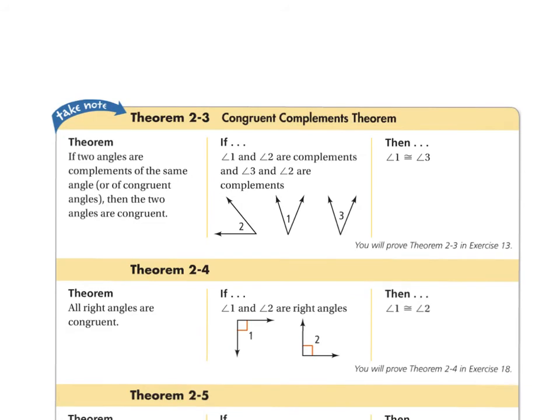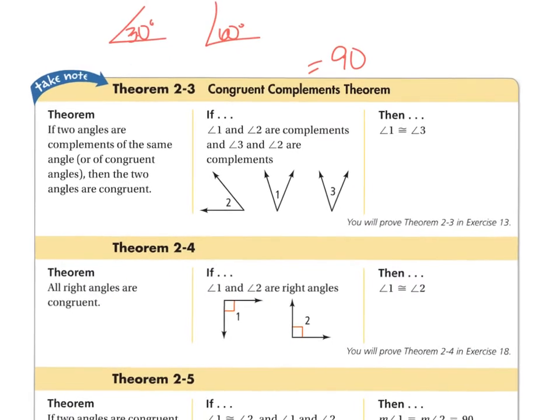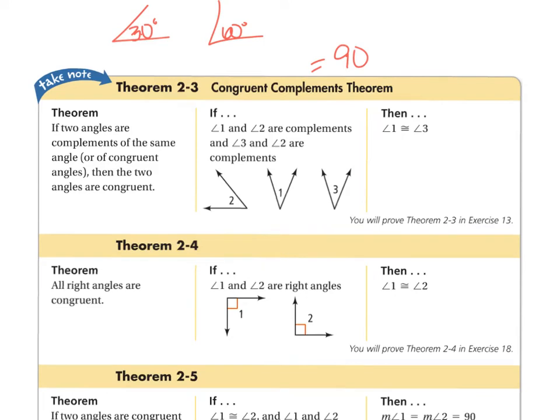Okay, this next one is the congruent complements theorem. This is very similar to the last one. Remember, complement means like complementary, so they're going to equal 90. For example, if I had a 30-degree angle, what would be the complement of this 30-degree angle? Well, it would be a 60-degree angle, right? So this is almost the exact same theorem. If angles 2 and 1 are complements, and angles 2 and 3 are complements, then angle 1 is congruent to angle 3. That is it.